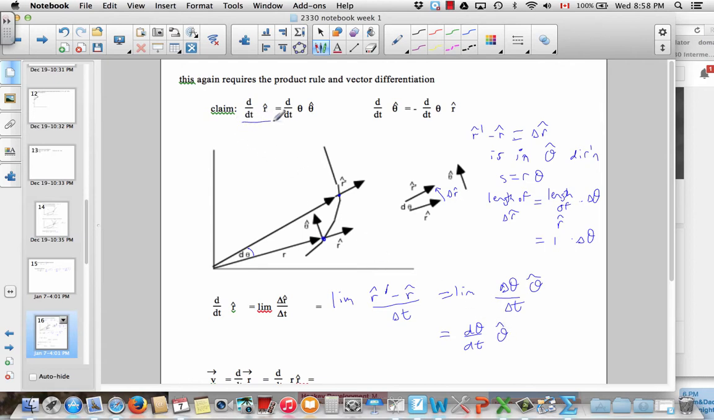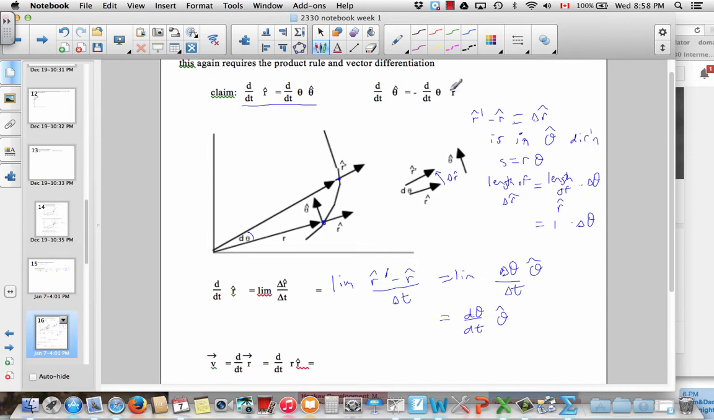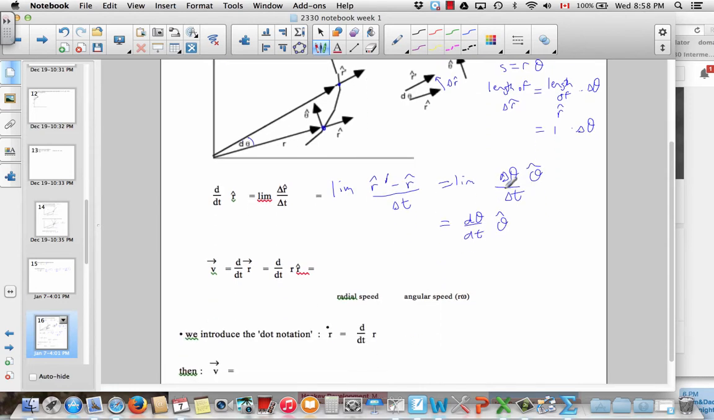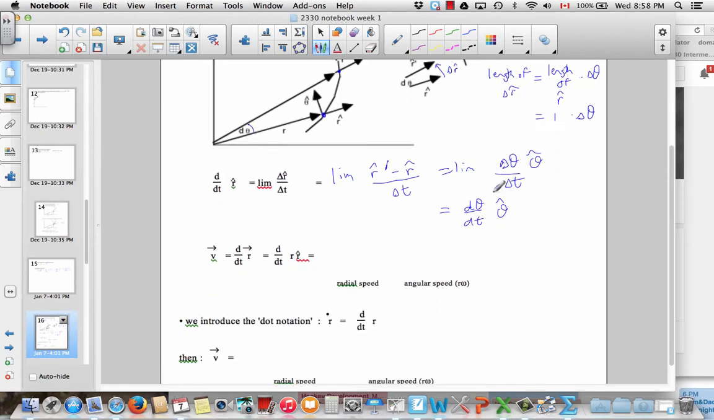Now, that's actually what I set out to prove, that the d dt of r hat has magnitude d theta dt, and it's in the theta hat direction. You could also, in a similar way, prove this using the same sort of definition of derivative, do the vector subtraction, use the arc length formula, and take the limit, changing delta theta over delta t into d theta dt. So let's use that now and go back to our velocity calculation.